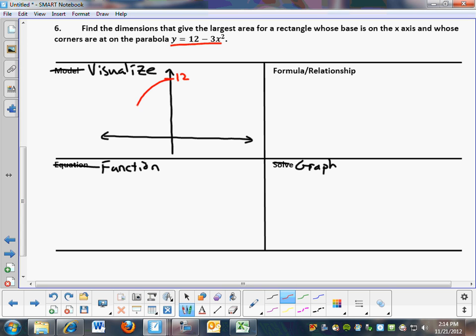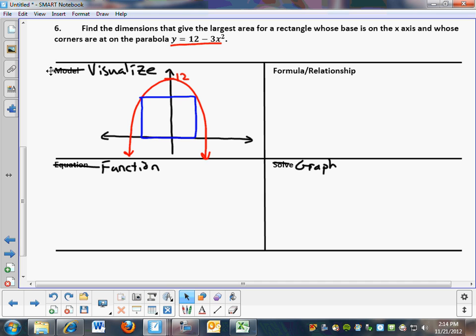I'm going to draw a parabola going down. This will be sufficient to give us an indication of what we need to do for the problem. What should I draw inside of the parabola? A rectangle. So if you don't have that picture in your mind as you're starting out, you're really going to struggle doing the problem. Now, what special formula do I have to keep in mind when I do this problem?